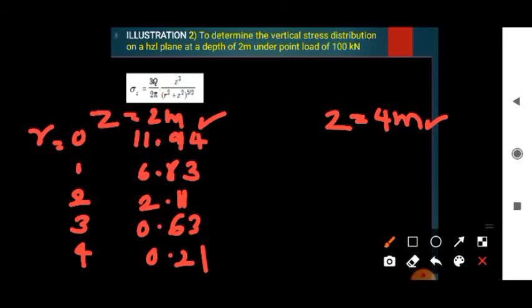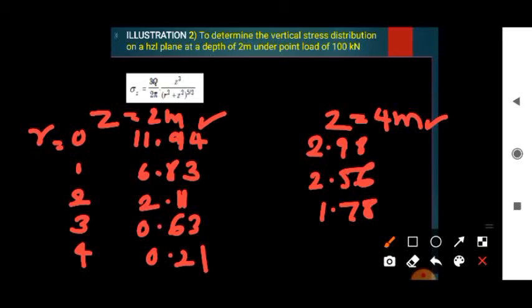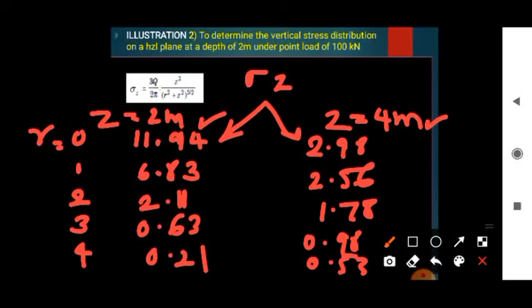Similarly, for z is equal to 4 meter depth, for r is equal to 0 meter, the values are 2.98, 2.56, 1.78, 0.98, 0.53. So these values are nothing but the values of sigma z, that is the vertical stress, the magnitude of vertical stress.